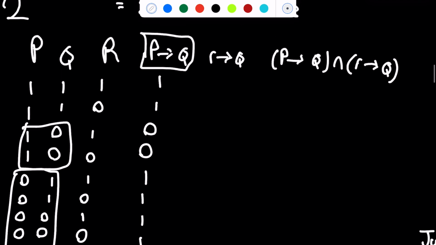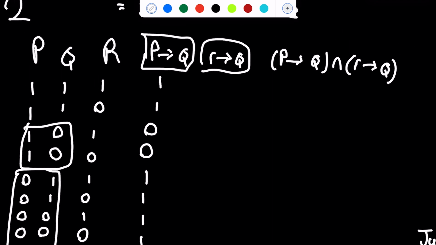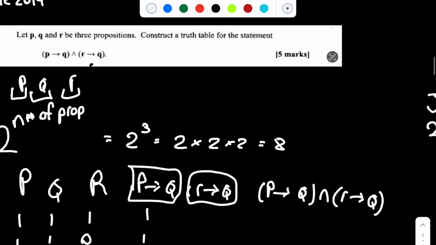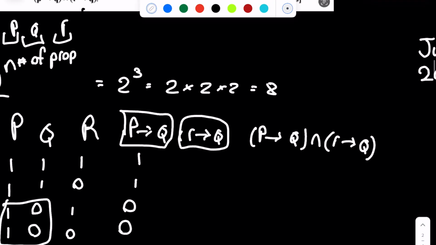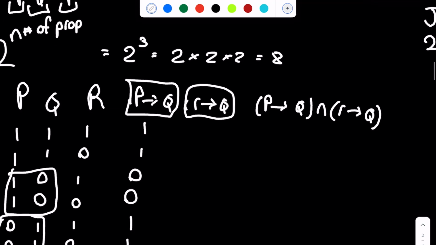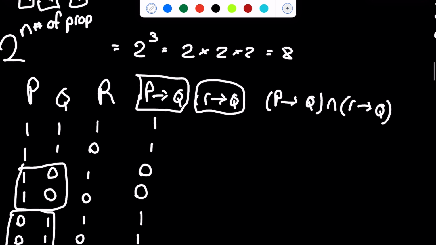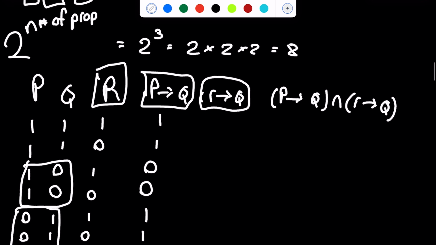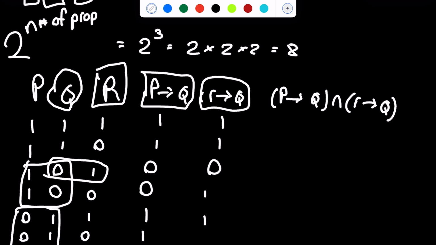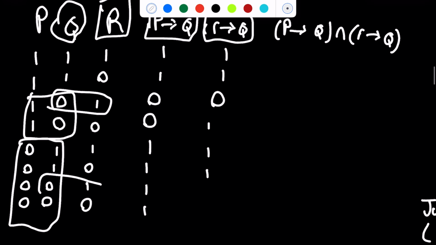And now we're going to the R then Q. And this is 5 marks just for constructing a truth table, so that's very nice to have. So we're looking at the R column right here, and the Q column. Remember again, when R is 1 and Q is 0, then it's not true. So far we have 1, 1, 0, because right here R is 1, Q is 0. Then 1, 1, 1, and then again we have 0 right here, and 1.